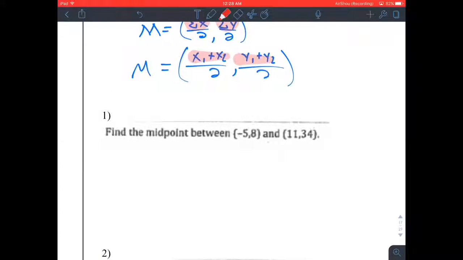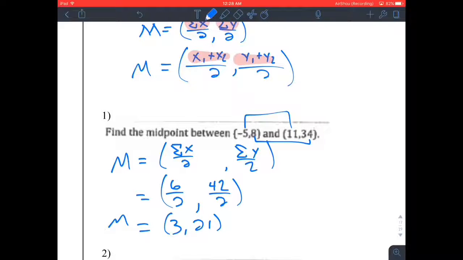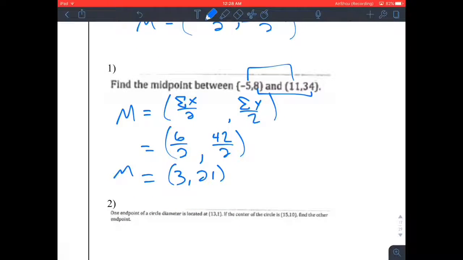Show you an example. Find the midpoint between these two ordered pairs. So if we sum the x values and then sum the y values, divide each of those by 2, our x values are -5 and 11. So if we add those together, we're going to get 6. If we add the y values, 8 plus 34 is 42. It's going to give us the ordered pair 3, 21. That is the midpoint, the halfway point between those two ordered pairs.